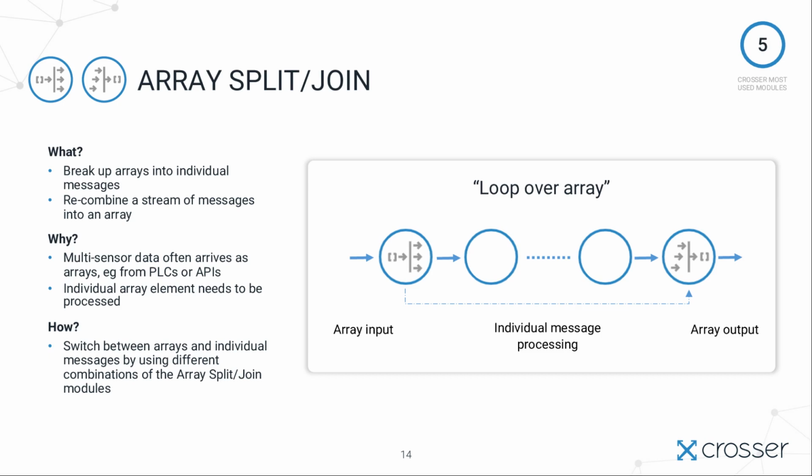So with the split module, you can break up an array into individual messages, then apply some processing on these messages, and then with the join module, recombine them into an array again, if that is needed. In some cases, it might not be needed, depending on what you want to do with the data. But if you use both modules, they actually communicate with each other so that the join module can recombine the same array that you started with without having to know anything about the size of the array and so on. So with these 2 modules, you can build use cases like looping over an array that you typically see in programming languages. So this is what that would look like in a streaming environment.